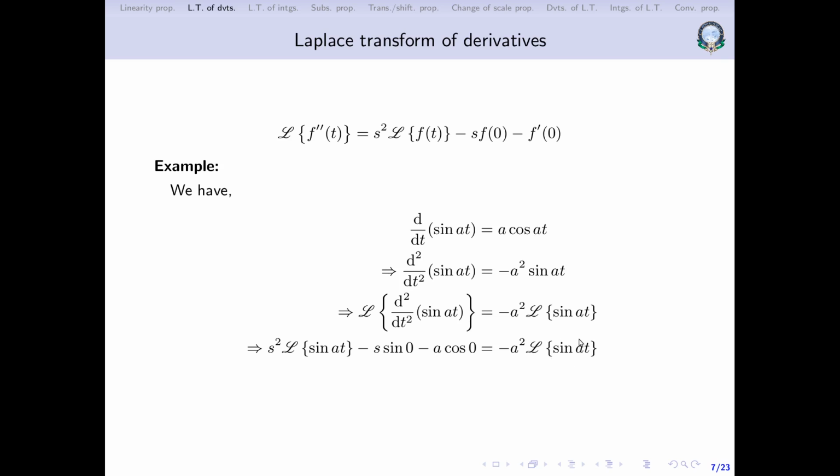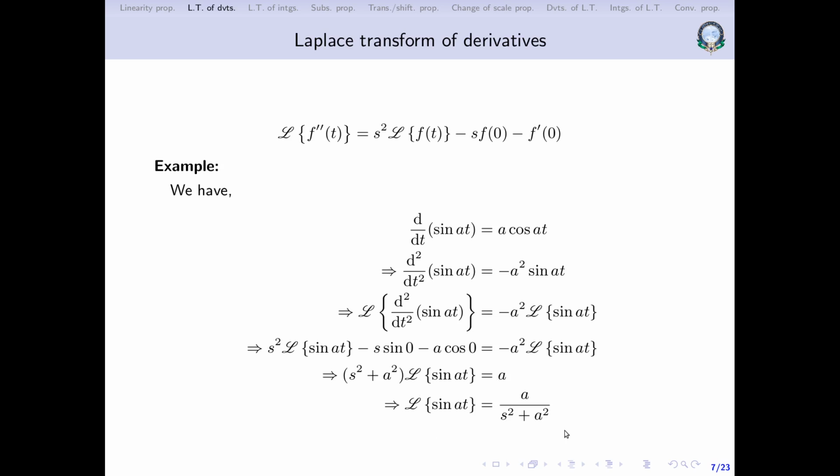I could combine the Laplace transform of sine at and the Laplace transform of sine at. I could just combine these two together. So we will get s square, and this minus is going to become plus. So s square plus a square into the Laplace transform of sine at, and of course sine of 0 is 0, and cos of 0 is 1. So this is going to vanish, and this minus a, when I bring it onto the right hand side, is going to become plus a. So we'll get the Laplace transform of sine at to be equal to a by s square plus a square.